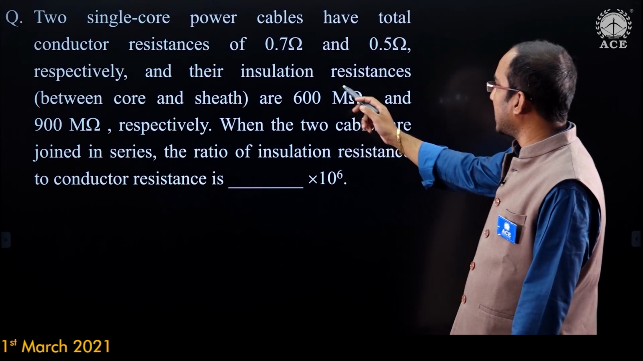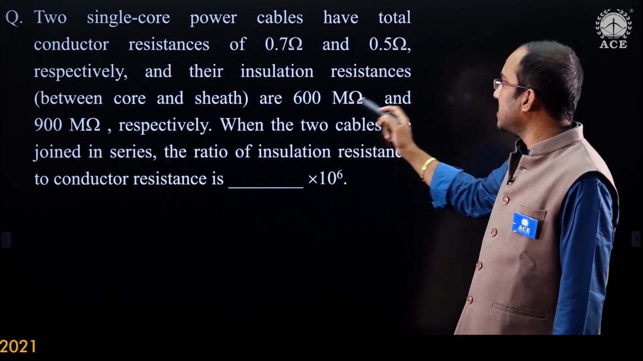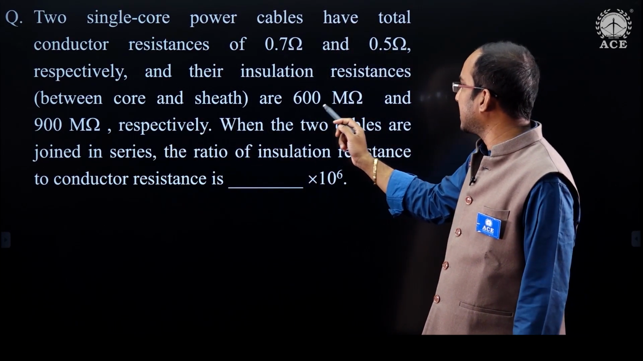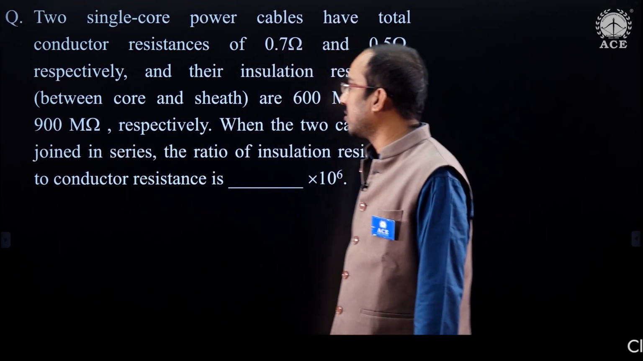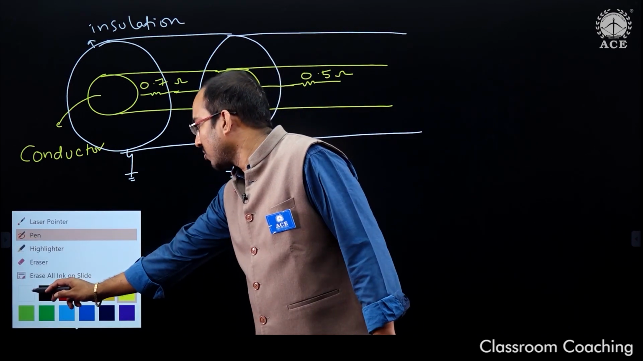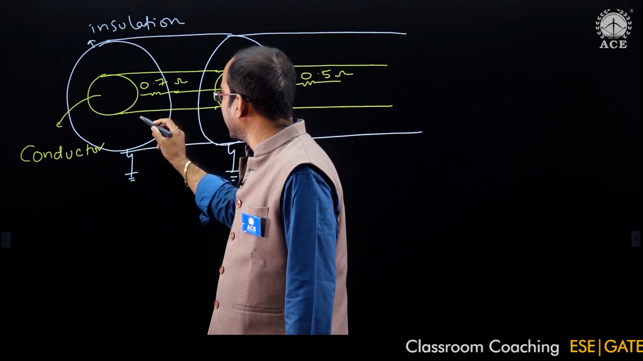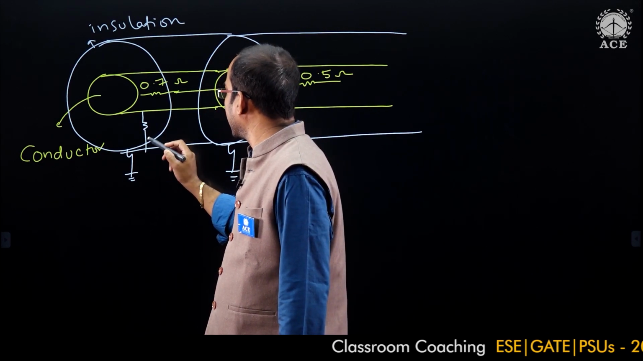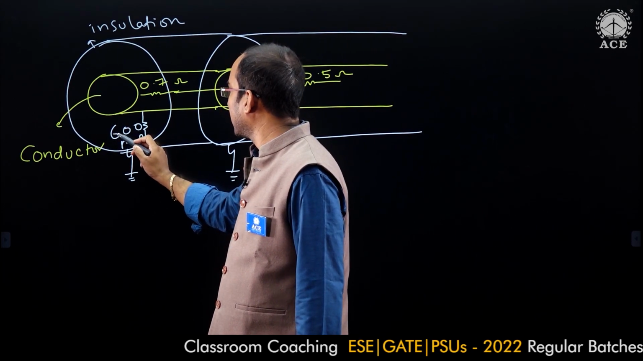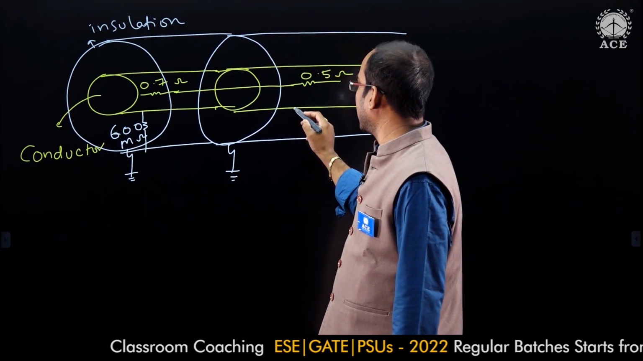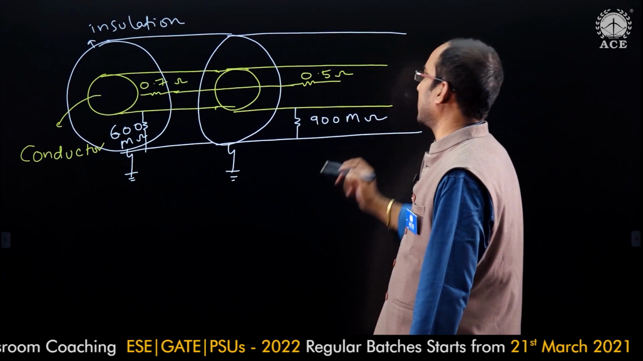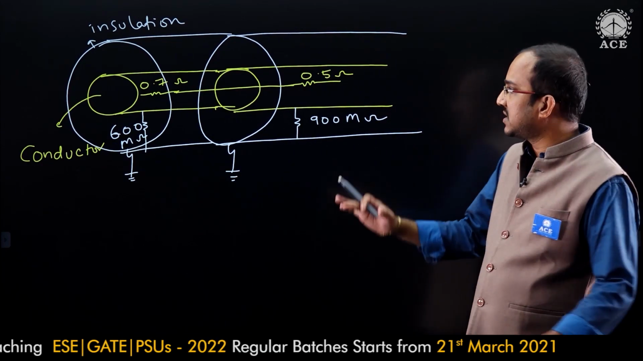And in the question, he has also given the insulation resistances, that is between the core and sheet, as 600 mega ohm and 900 mega ohm respectively. So, here between the core and sheet, that is nothing but insulation resistance, this is given as 600 mega ohm and here 900 mega ohm respectively. So, this is the given data.